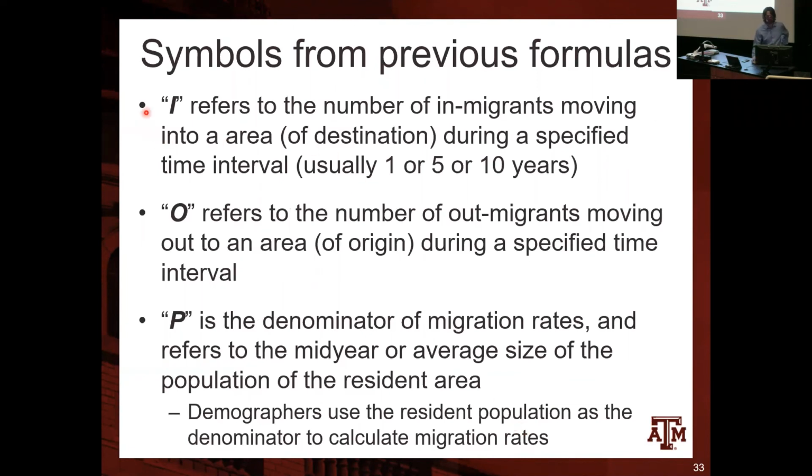And here, I refers to the number of in-migrants, O the number of out-migrants, and P is the denominator of migration rates. P refers to the mid-year or average size of the population of the resident area. And the most appropriate denominator of these formulas here would be the population of the area of origin, right?